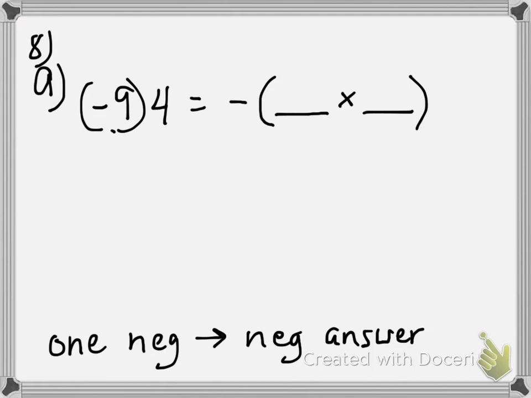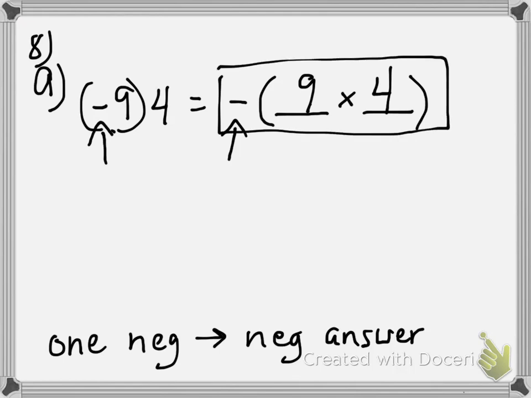-36. So here, they don't want us to actually go through and get the solution to the problem. So we just need to put our numbers in here. Since we only have one negative number over here, we're only going to have one negative there. So the answer is simply going to be negative, and in parentheses, 9 times 4.